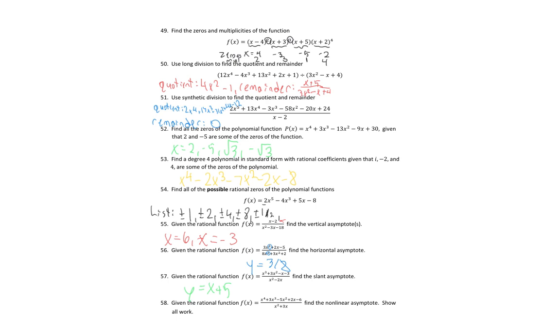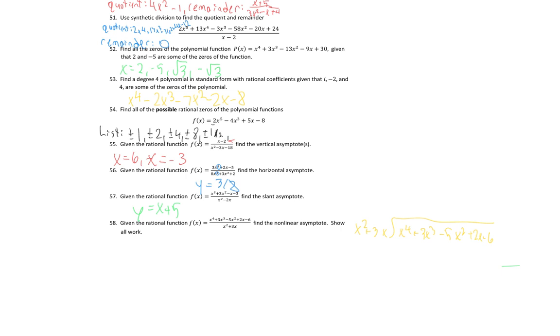Moving on to number 58. For our nonlinear asymptote, we're going to do the same thing. We're just going to do our long division and ignore our remainder. So we're going to divide x to the 4 plus 3x to the third minus 5x squared plus 2x minus 6 by x squared plus 3x. Well, what do you need to multiply x squared by to get to x to the fourth? Well, you need another x squared. So multiply x squared on both of these.